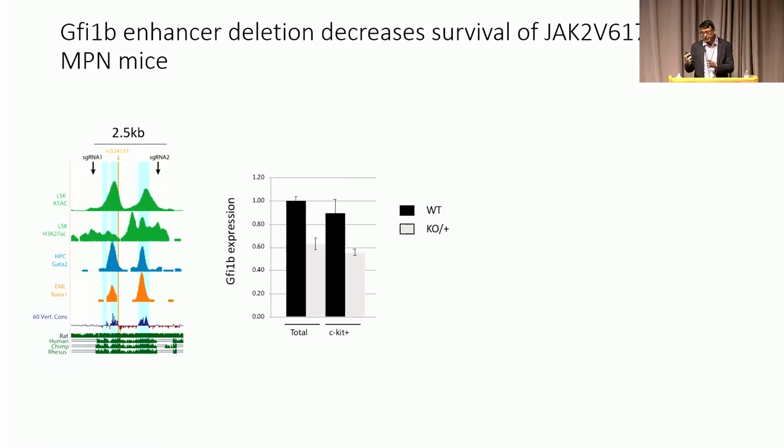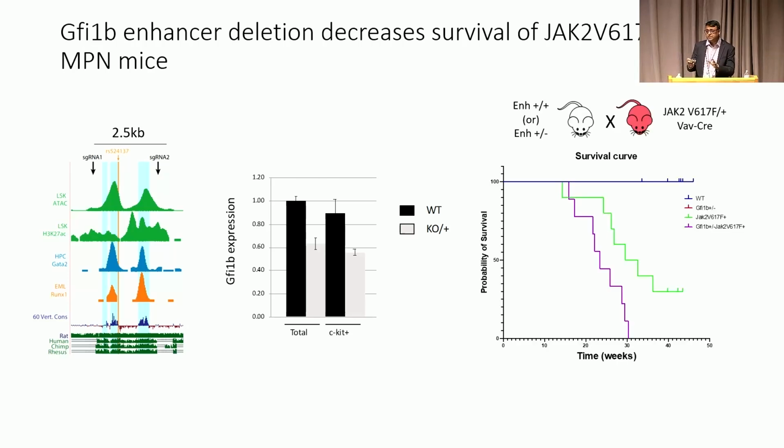And we found in the mouse blood compartment there is a decrease in GFI1B expression upon deletion of this enhancer. And we have now crossed this enhancer deletion mice to the classic MPN somatic mutation driver containing mouse models, such as the JAK2 V617F containing mouse model.